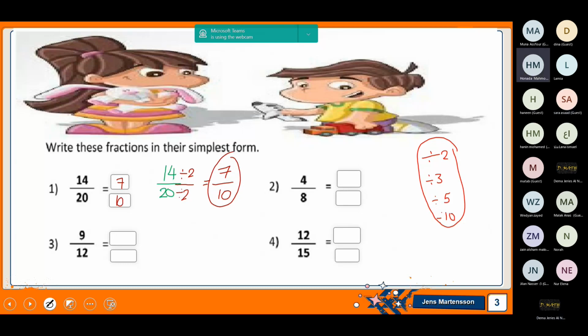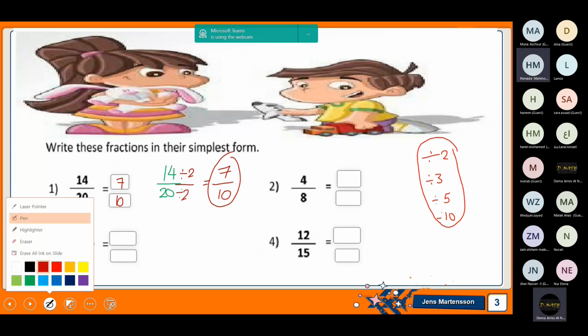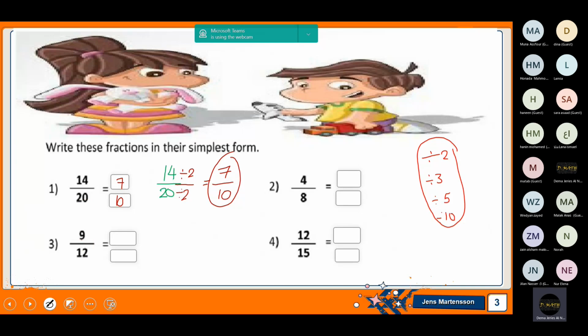Can I answer, teacher? I'm Hanada. Okay, Hanada, answer the second one. 4 over 8. Look at 4 and 8. Are they multiples of 2? Yes, teacher, they are multiples of 2, so divide by 2. 4 divided by 2 equals 2, and 8 divided by 2 equals 4.